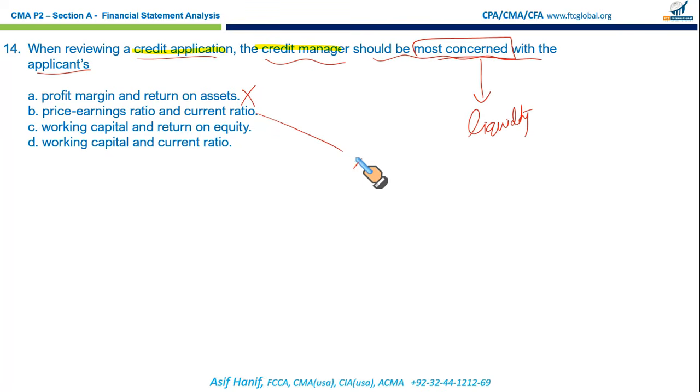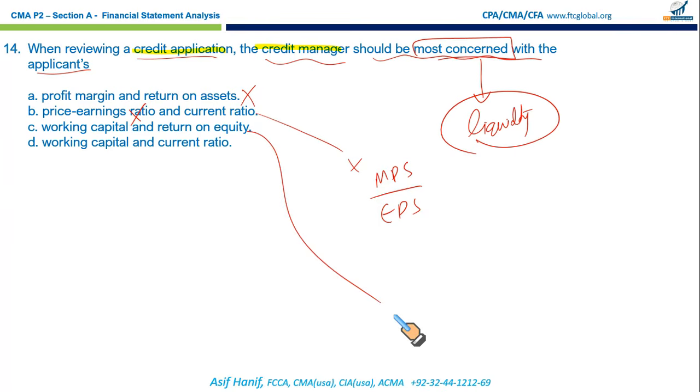Price earning ratio again is wrong. Price earning ratio is market price per share over earning per share. Not concerned because this is a market measure, not useful for the credit risk that I am interested in. Not the right option. C.